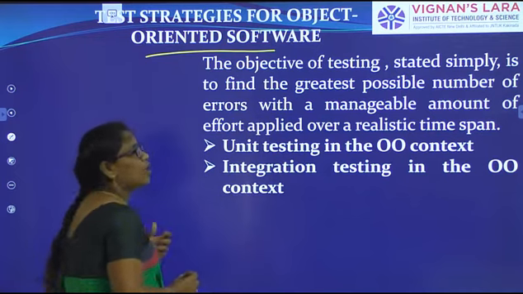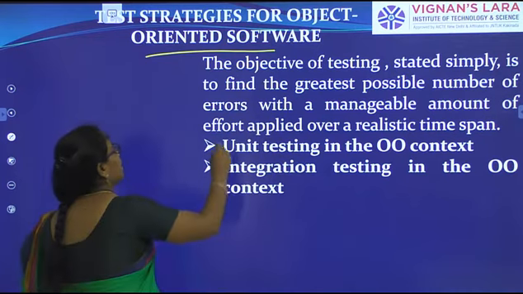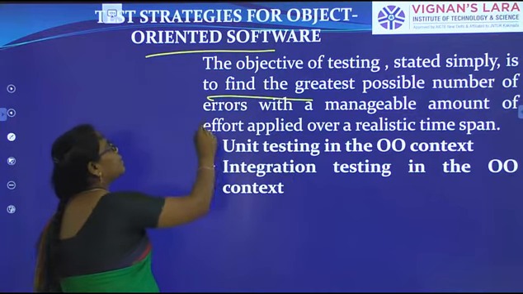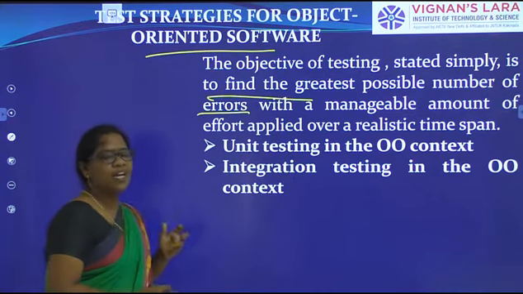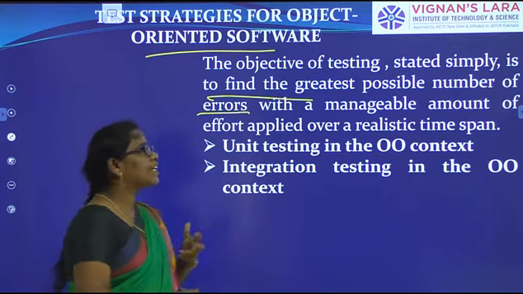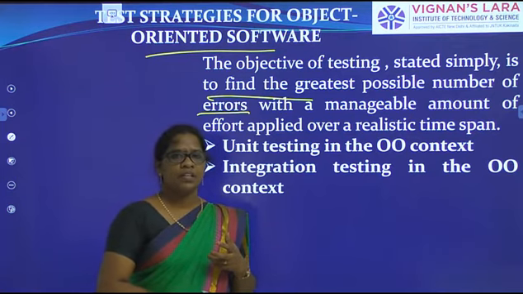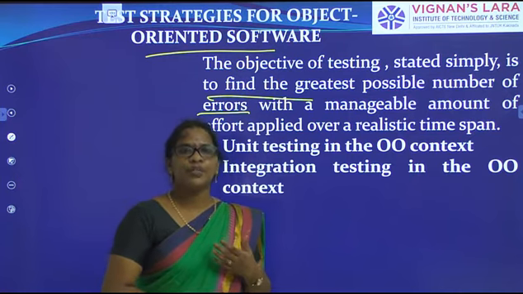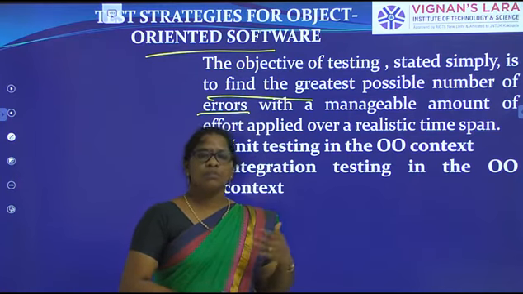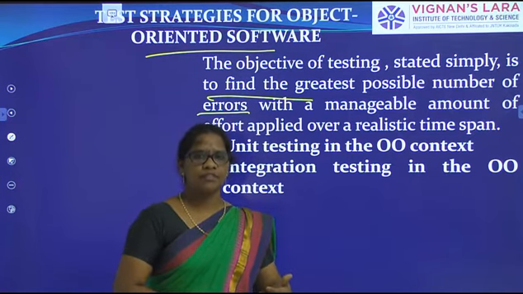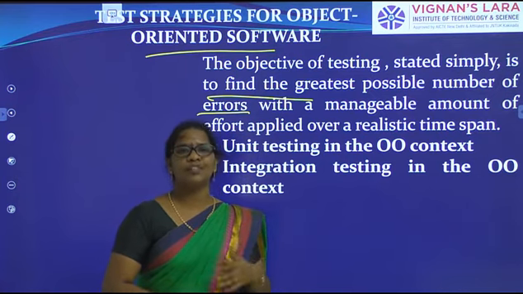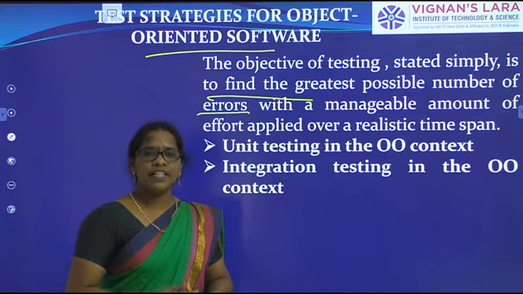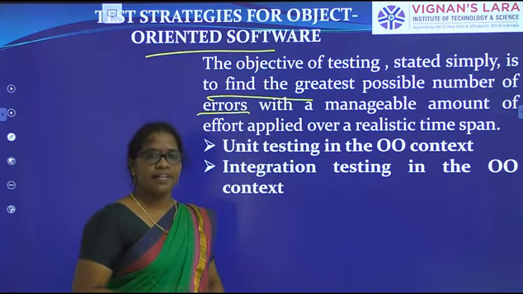What is the main objective of doing this? The main objective of testing, stated simply, is to find the greatest possible number of errors within a manageable amount of effort applied over a realistic time span. So why are we doing the testing? In order to reduce the errors. Before releasing the product into the market, it undergoes different types of testing. So we do testing in order to reduce the errors.